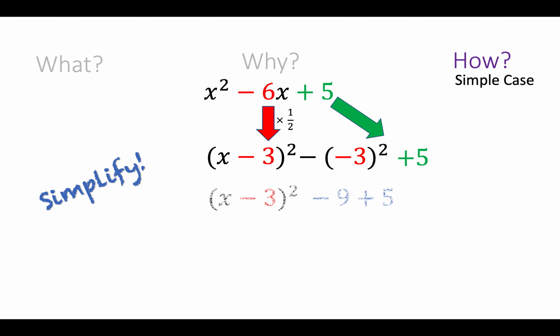Then we simplify. The minus 3 squared becomes 9, so we subtract 9, and then we add the 5. Minus 9 plus 5 is minus 4, and we've finished.